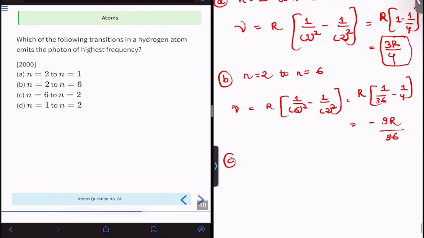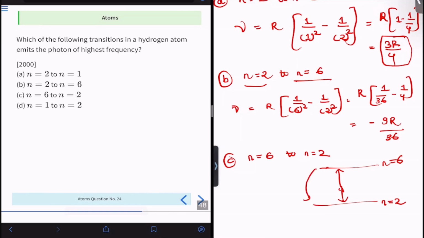Then again option C, n equal to 6 to n equal to 2. See guys, the energy difference between n equal to 2 and n equal to 6 is the same. So the energy emitted when an electron is moving from second to sixth, or if it is moving from sixth to second, will be the same. Do you understand guys? The energy difference will always be the same, no matter the direction, and if the energy difference is the same, the nu will be the same. So I'm not calculating the value again for 6 to 2. So this will again be 9R upon 36.